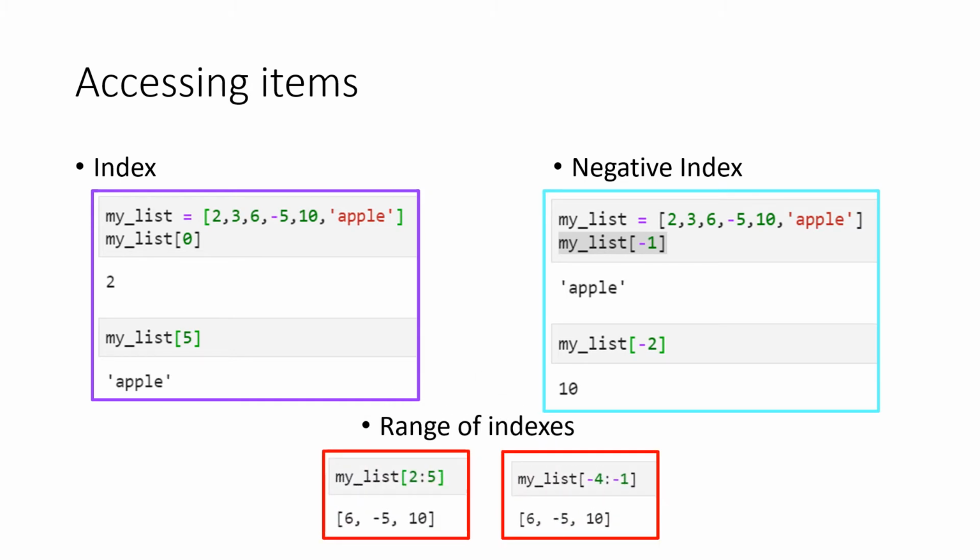And you can specify a range of indexes by specifying where to start and where to end. Here, the return value will be a new list with the specified items. When specifying a range of indexes, you can use negative indexing as well. But remember that this will return items from index -2 included and index -1 excluded.